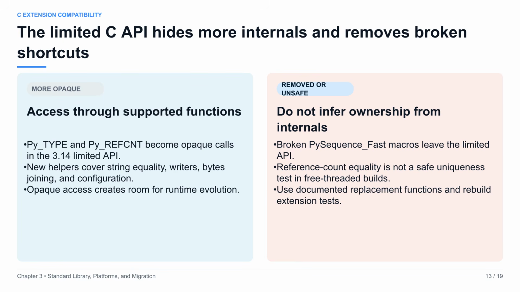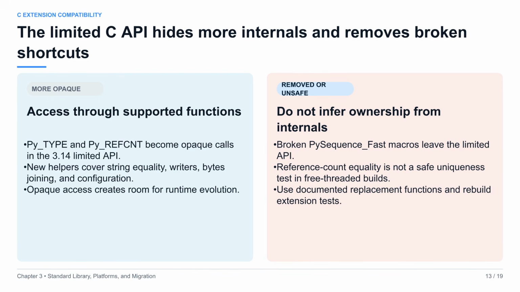The limited C application programming interface continues moving toward opacity. In its Python 3.14 form, Py_TYPE and Py_REFCNT are implemented as calls rather than direct structure access, and broken PySequence_Fast macros are removed from the limited interface. Free-threaded execution also weakens assumptions based on a reference count of 1. New unstable helpers exist for specific uniqueness questions.